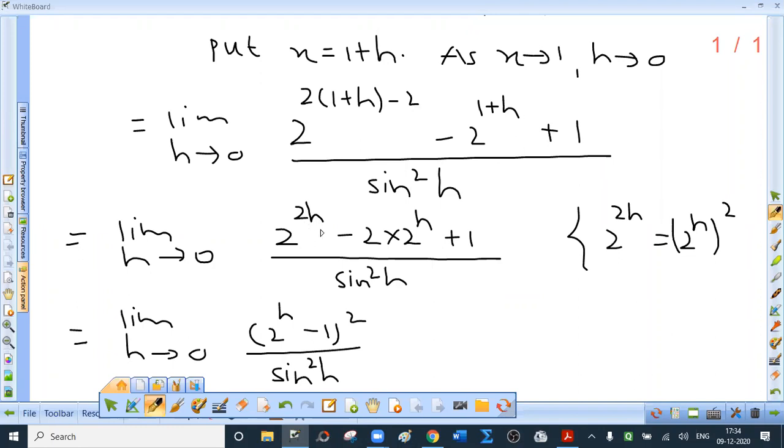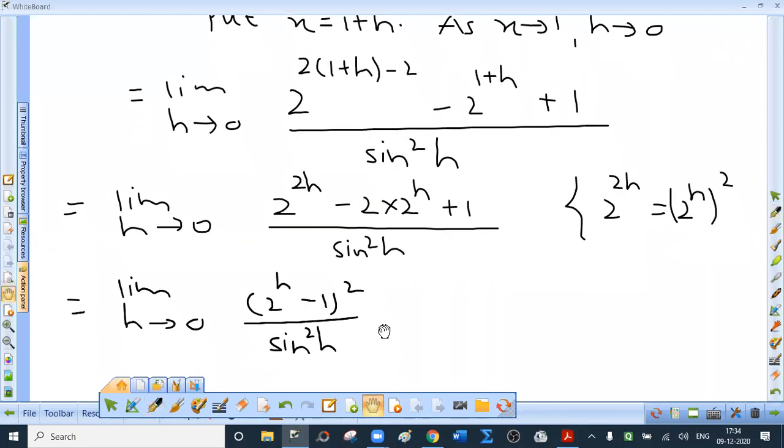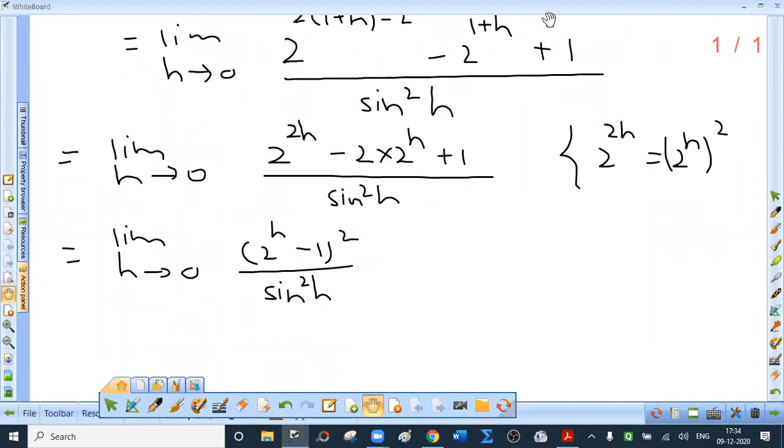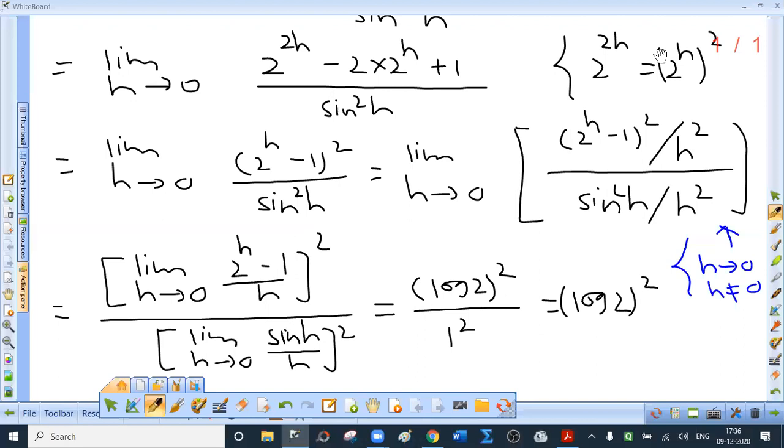Note that 2 raised to 2h is the square of 2 raised to h, right? So the numerator is now the perfect square of (2 raised to h minus 1), denominator as it is. Now the next step is obviously to divide numerator and denominator by h square. So we get limit h tends to 0, (2 raised to h minus 1) square by h square upon sine square h by h square.